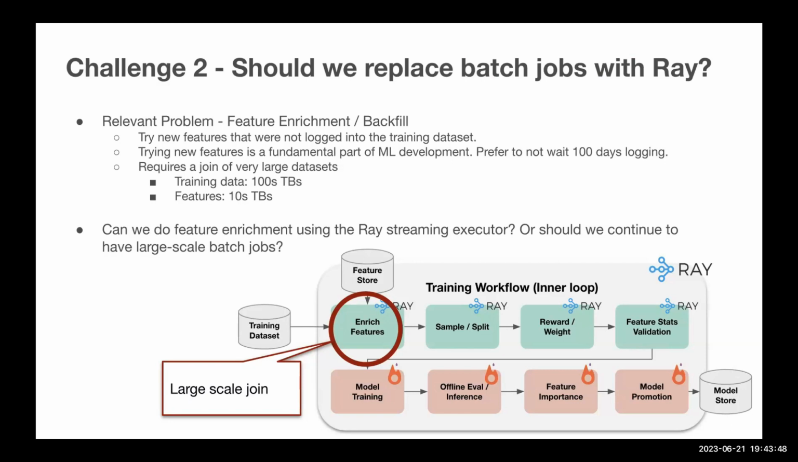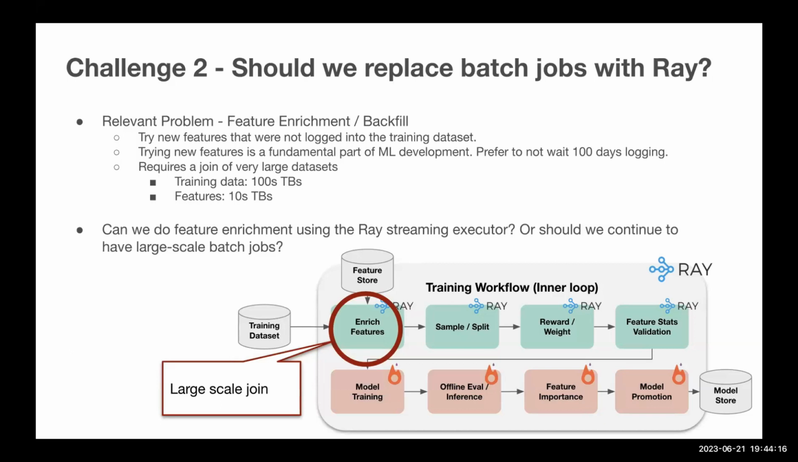And at Pinterest, where you train on months and months of data, and that's logged over time, just to try one feature, you don't want to wait around for 100 days until it logs and fills up your training data, and now you can see if it works or not. If it works, great. If it doesn't work, well, how are you going to clean it up? You wasted a lot of time, right? And feature backfill or enrichment is inherently a join problem.